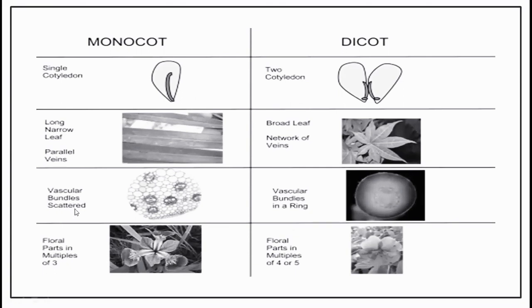Then the vascular bundles are scattered in monocots, and the vascular bundles are in a ring in dicots. The flower parts of monocots are in multiples of three, and the flower parts of dicots are in multiples of four or five, called tetramerous and pentamerous. That means five or six flower petals here, and here you see three, six, nine. That is showing the flower petals.